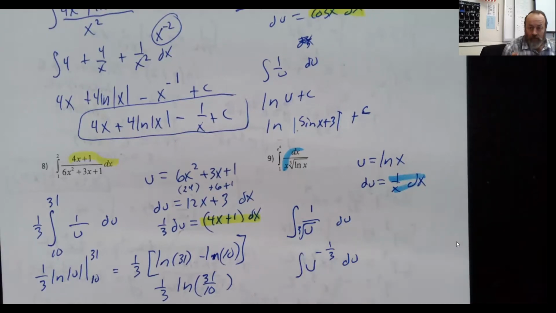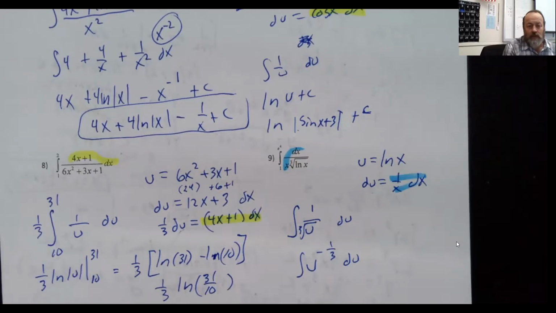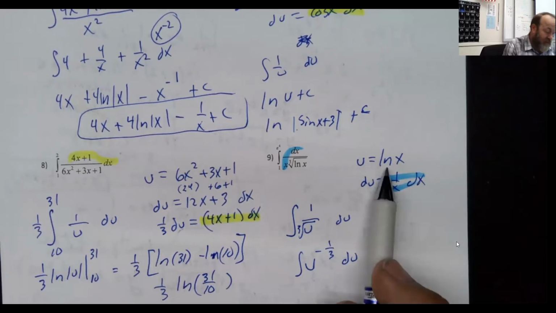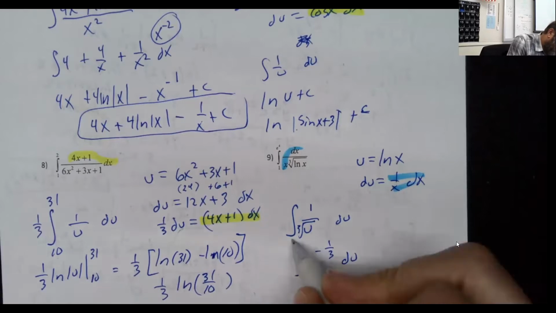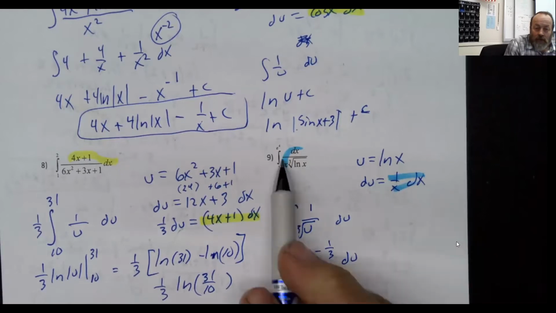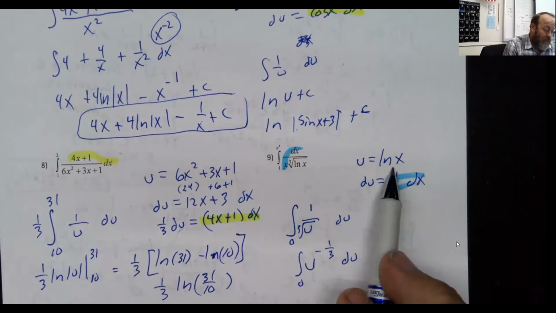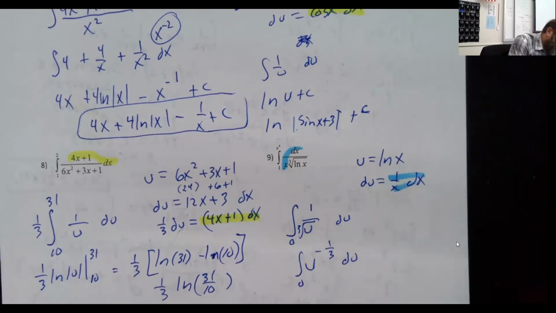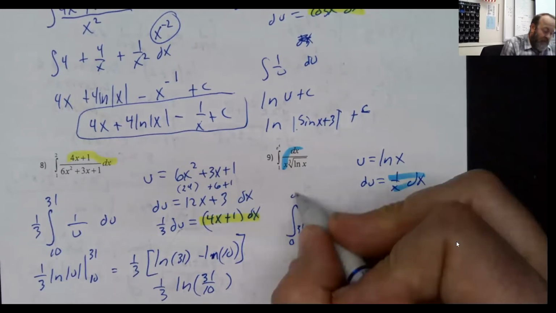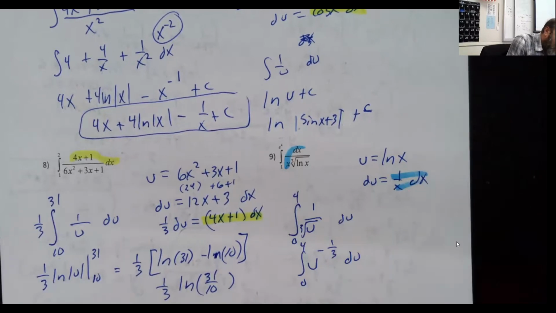And let's fix our bounds now, because I haven't dealt with that. If I plug in 1, the natural log of 1 is explicitly 0. And if I do e to the 4th, the natural log of e to the 4th is 4. That's pretty nice. And so a very difficult problem became a little bit nicer.